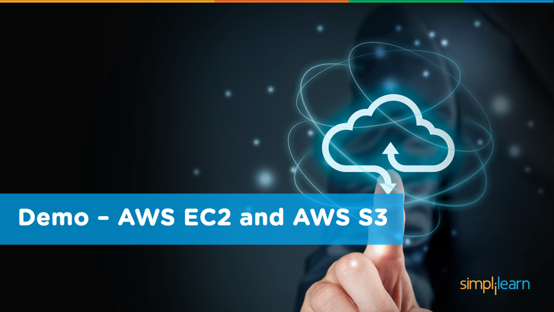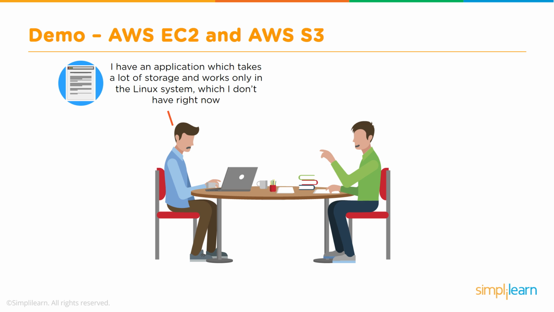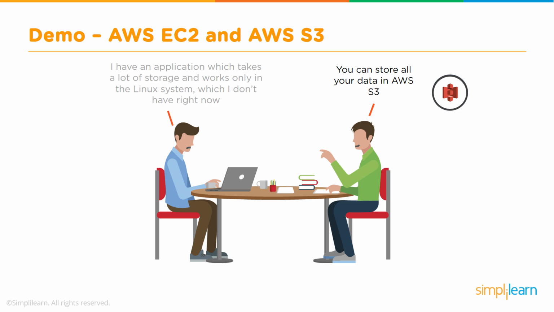Alright, enough of theory, let's have a quick look at how two services in AWS, EC2 and S3, work together and benefit us. Here are two IT professionals talking to each other. One says, I have an application which takes a lot of storage and works only on a Linux system, which I do not have at the moment. And the other one is a smart guy, and he immediately replies that he could use S3 to store and retrieve data, and use EC2 for all his compute needs.